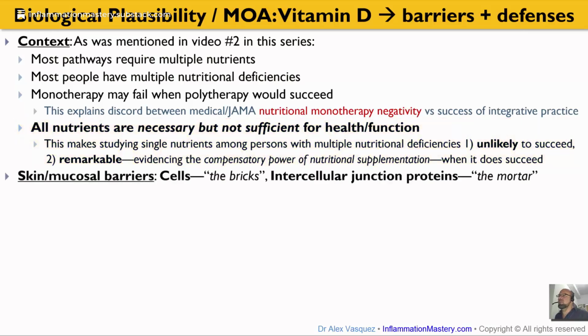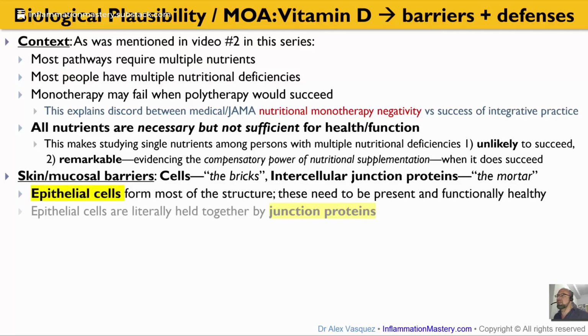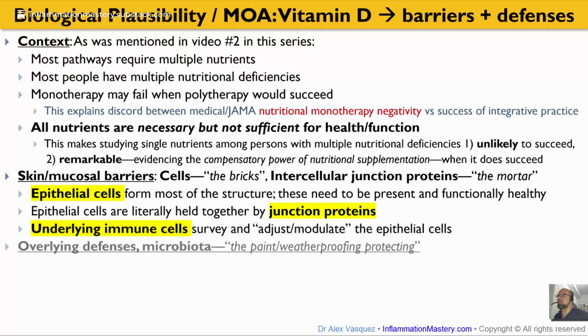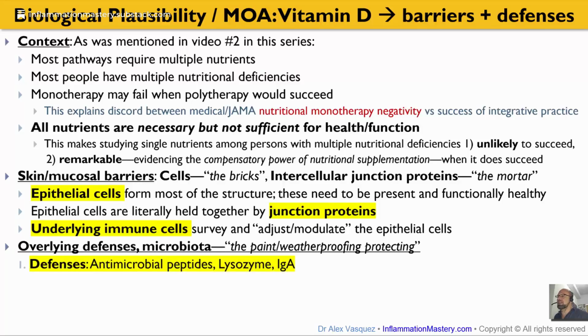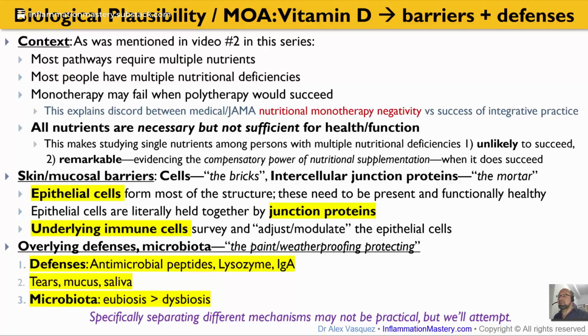So right now, let's dive into those external barriers. Again, skin and mucosal barriers. We're going to look at epithelial cells, junction proteins, underlying immune cells, and then the overlying defenses, such as antimicrobial peptides, lysozyme, secretory IgA, tears, mucus, and saliva, and the overlying, again, microbiota, hopefully aiming for eubiosis, much more so than dysbiosis, of course. And a lot of times we're not able to separate those in real life, and certainly not in clinical practice, but we will try to make some distinctions and differentiations.